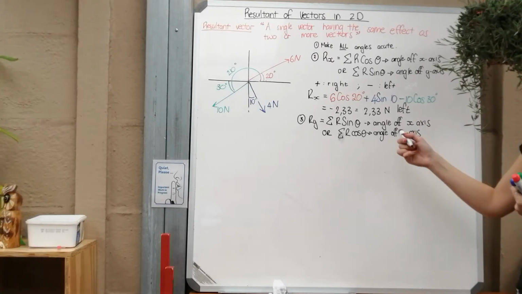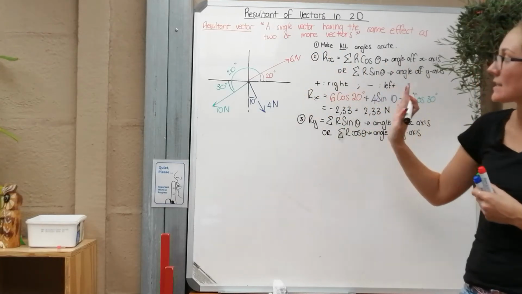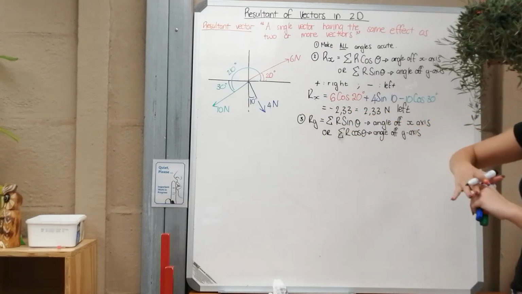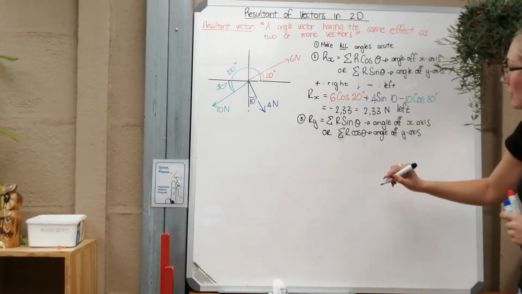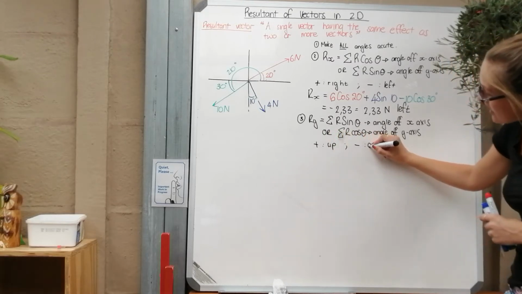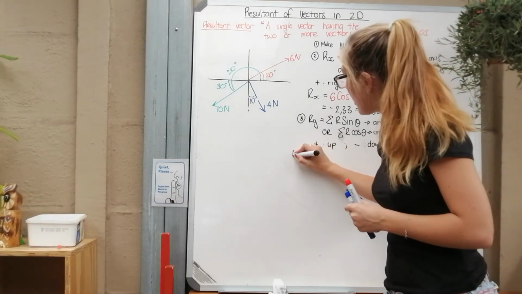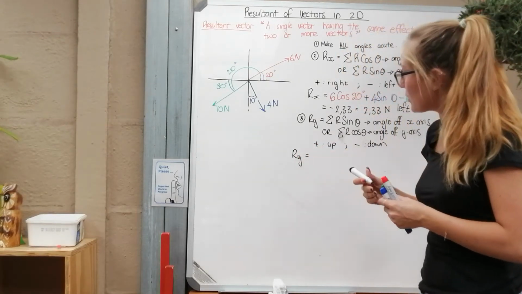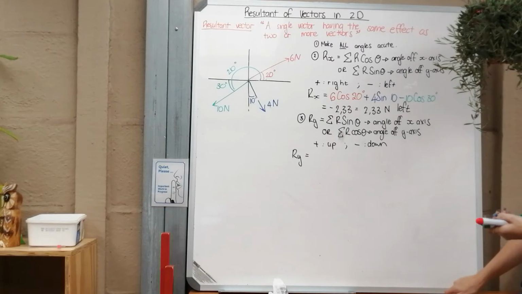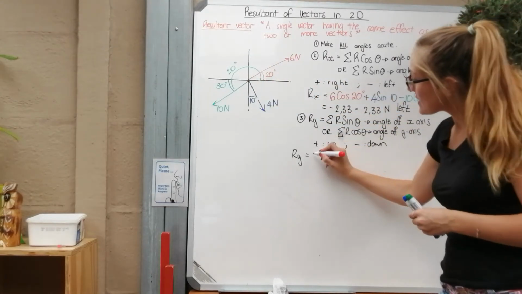Okay, and here, so with x-axis, positive was to the right and negative was to the left. With the y-axis, we're looking at up and down. So positive is up and negative is down. Okay, so let's go for it. We're determining Ry, and that's going to equal. Starting again with our red one, it's going up, so it's positive, and we've got 6 times.